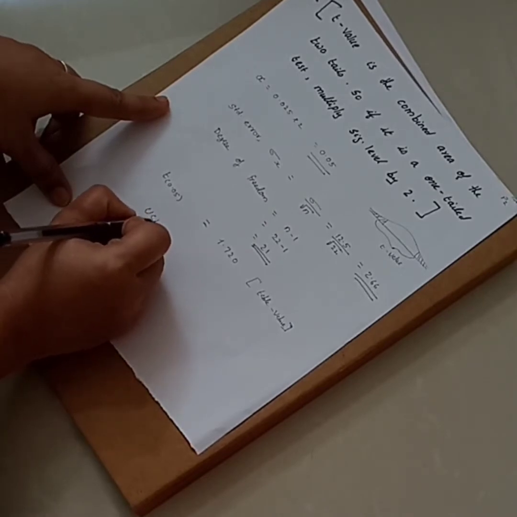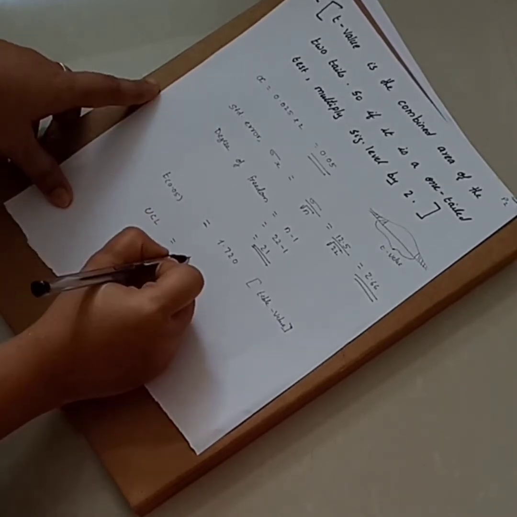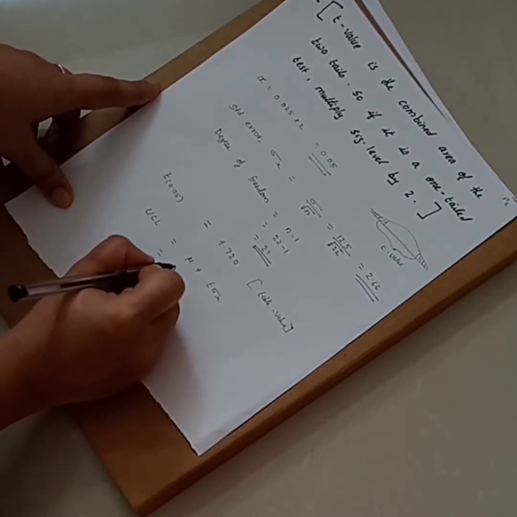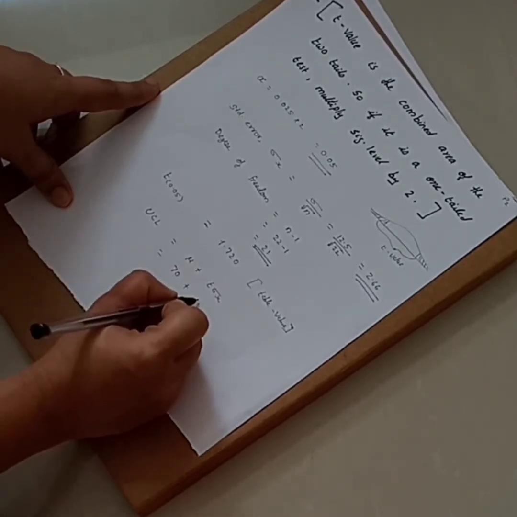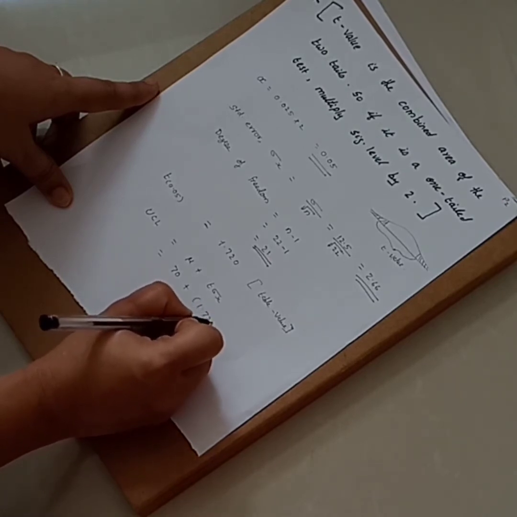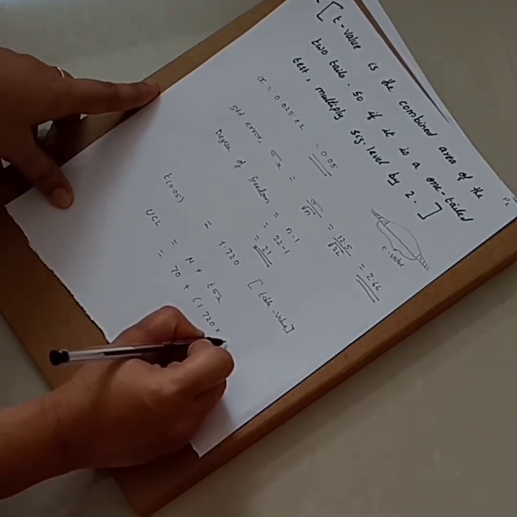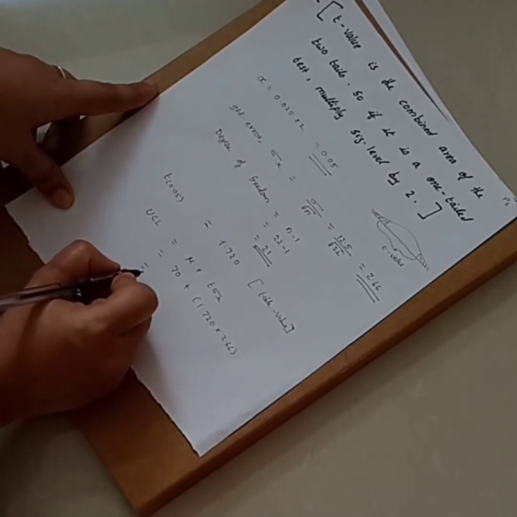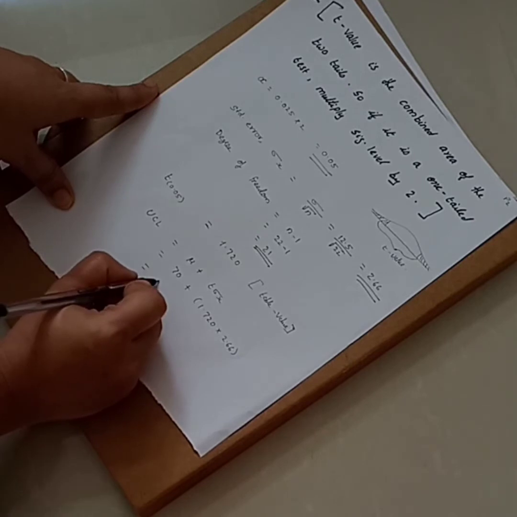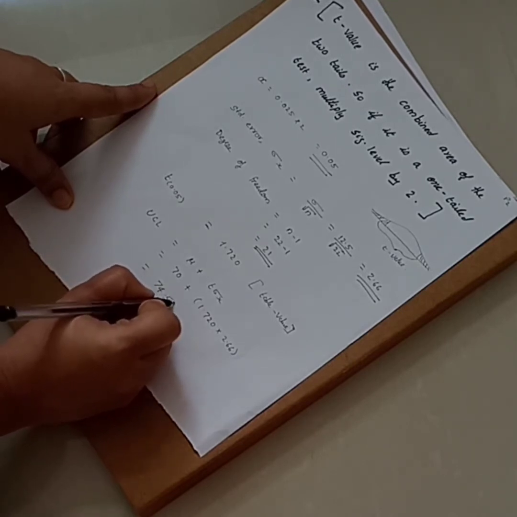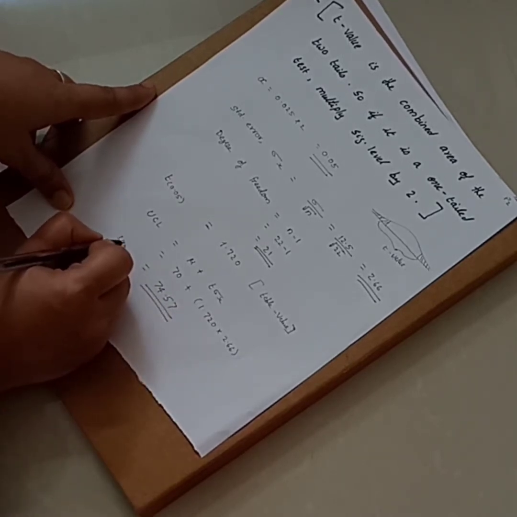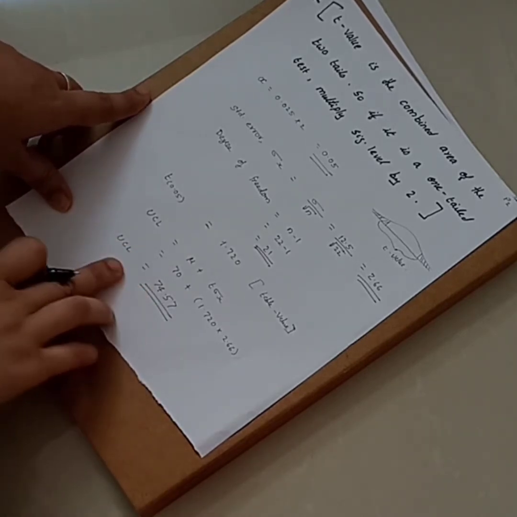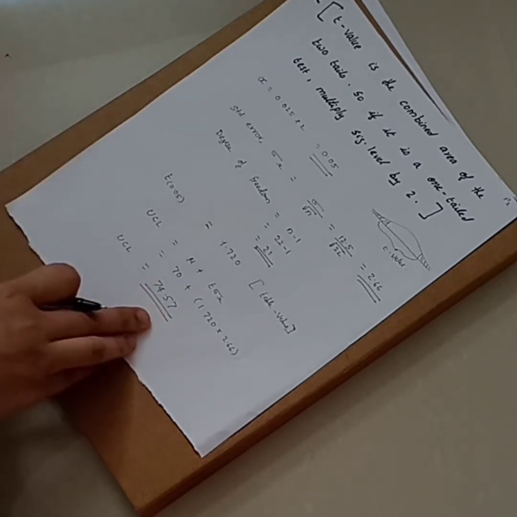Now UCL is given by the formula mu plus t into sigma x. So what is mu? Mu is equal to 70, plus t is 1.720 into sigma x. Sigma x value is 2.66. Okay. So on calculation, you will get the UCL value as 74.57. This is your UCL value.